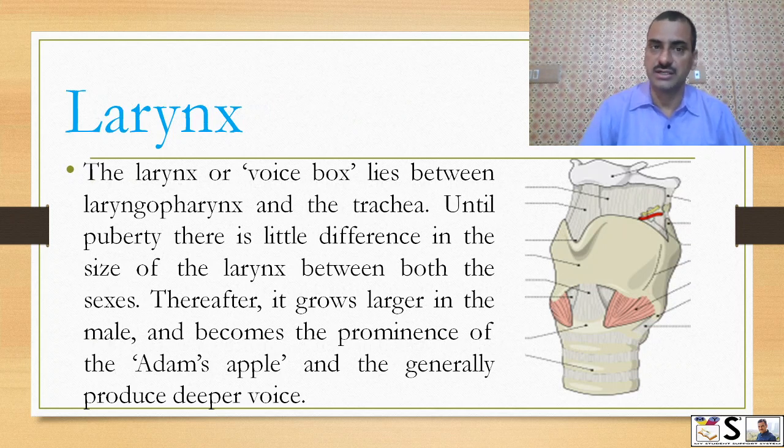Now, third part is larynx. The larynx or voice box lies between laryngopharynx and trachea. Until puberty, there is very little difference in the size of larynx between boys and the girls. Thereafter, it grows larger in the boys and becomes the prominence of Adam's apple, which can be seen here, and generally produce a deeper voice.